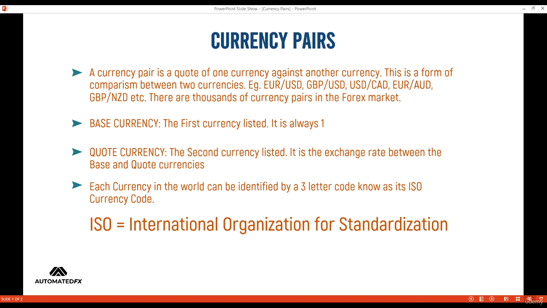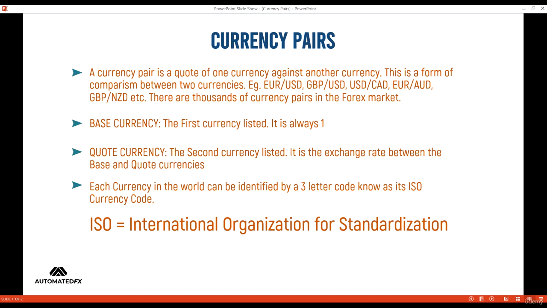Everyone, and welcome back. In this lecture, we're going to be learning about currency pairs in Forex trading. So, what are currency pairs? A currency pair is basically a quote of one currency against another currency. This is a form of comparison between two currencies.